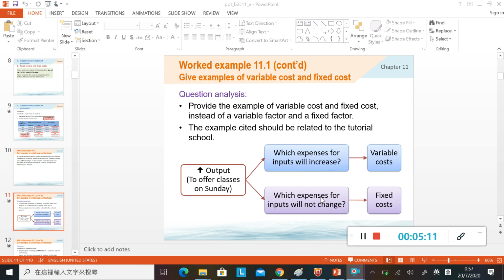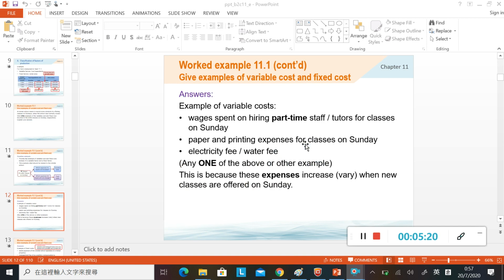咁其實好簡單。如果係 variable factors，okay, if the expenses would increase, that is the variable cost. If those expenses would not increase because of the extra lessons, those are fixed costs. OK，咁你自己諗下呢一個。Wages spent on hiring part-time staff for the classes on Sunday would be the variable cost. Because when you need to give extra lessons, then you have to spend more, okay? The variable cost would vary with the output.